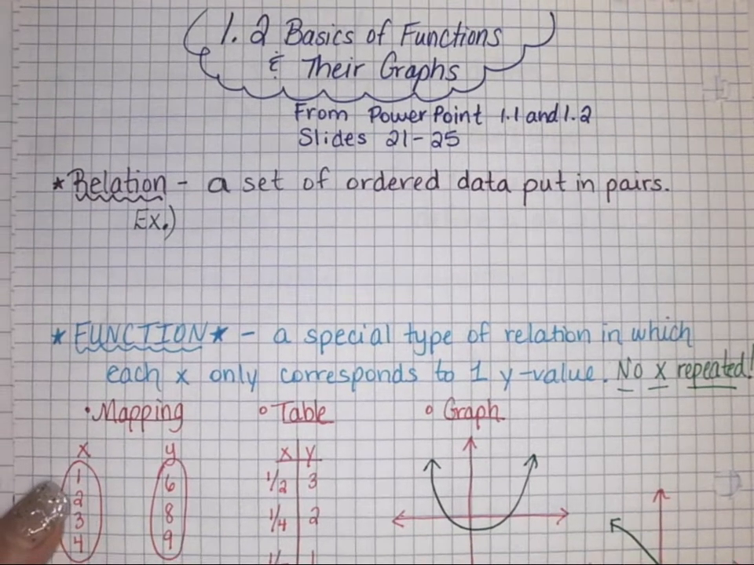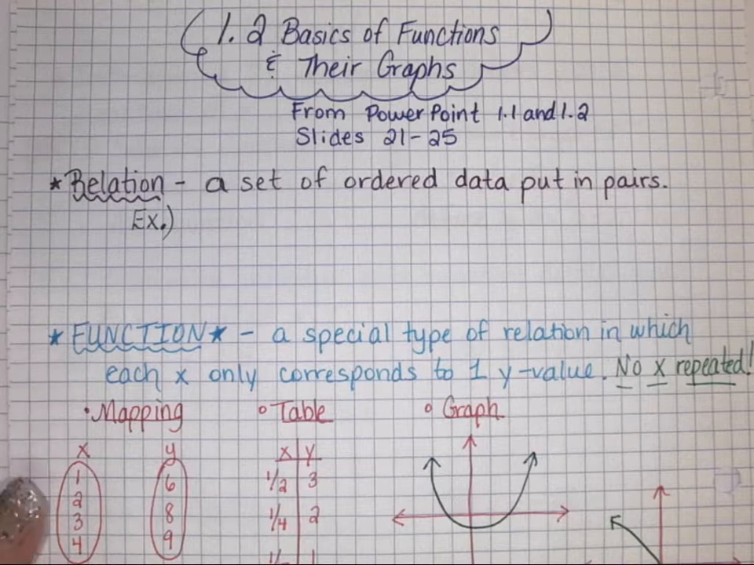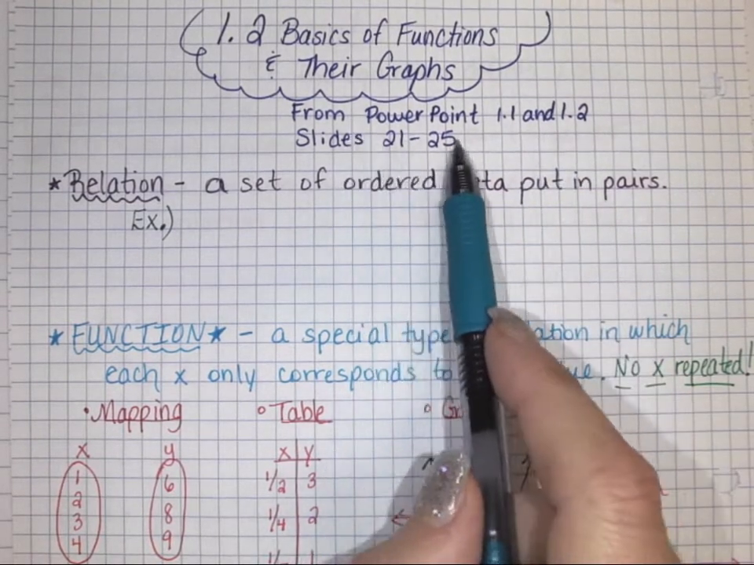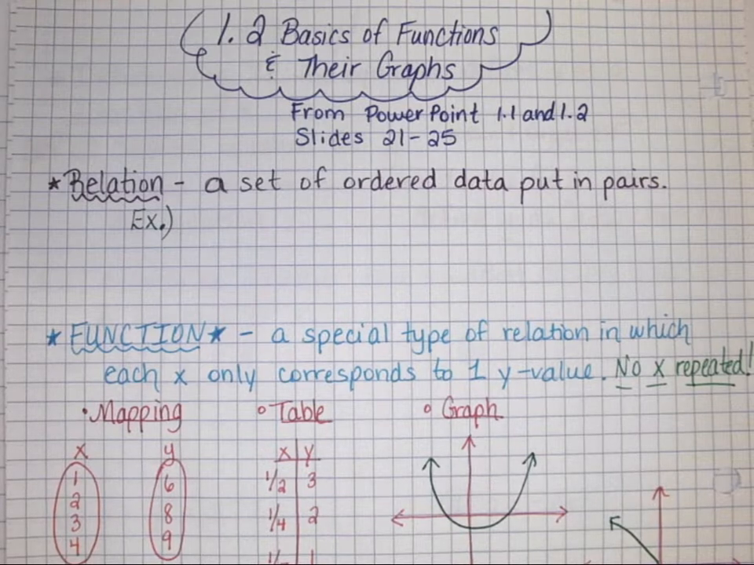Hello, we're going to look at 1.2, which is the last part of PowerPoint 1.1 and 1.2, slides 21 through 25. This last part discusses how to find domain and range of a graph, relations, and functions, as well as function notation and how to evaluate a function. You will see all of these concepts used as we progress into pre-cal as well as calculus.